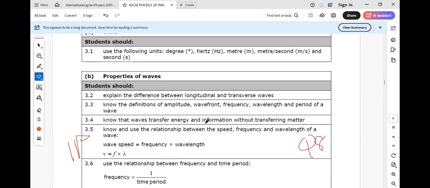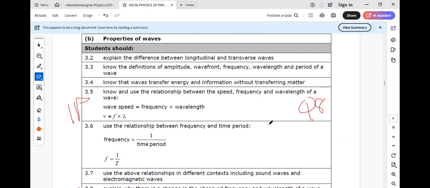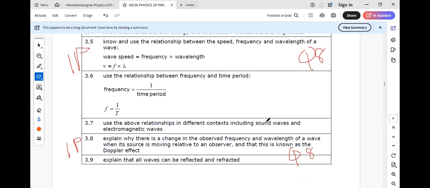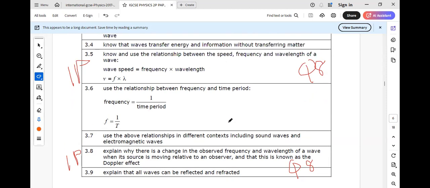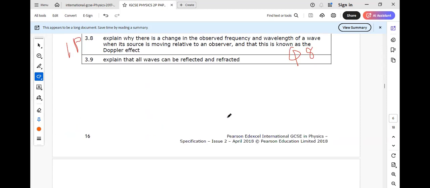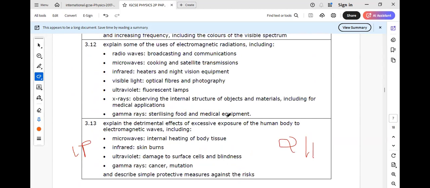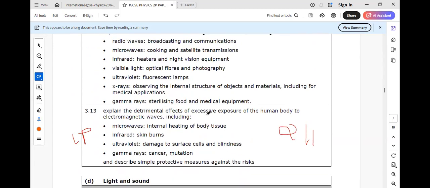Right. Waves. There was a question on the wave equation and the properties of waves in your 1P paper. That was question number 8. Right? And the Doppler effect was given in paper 1 as well. That was again question number 8. Right. So they have given ultraviolet light, which is an electromagnetic wave, in question number 11 in your 1P paper.